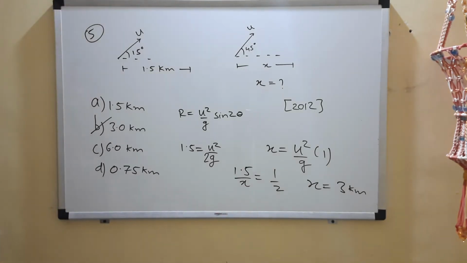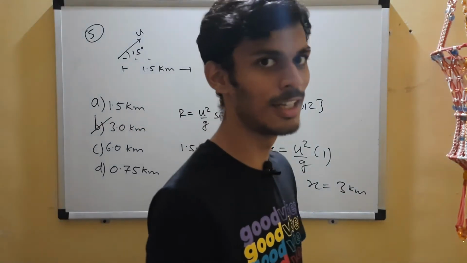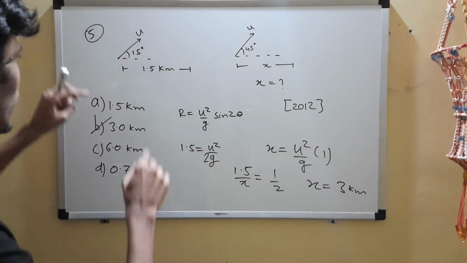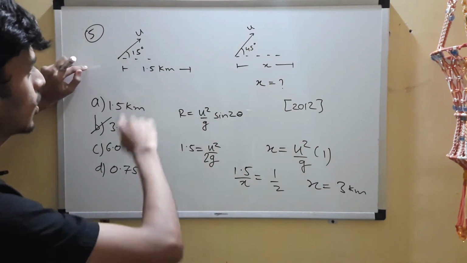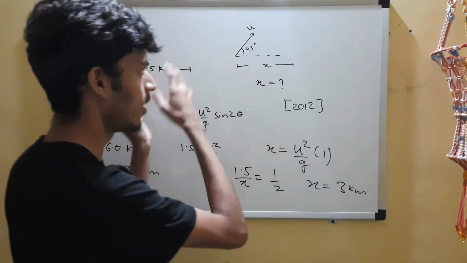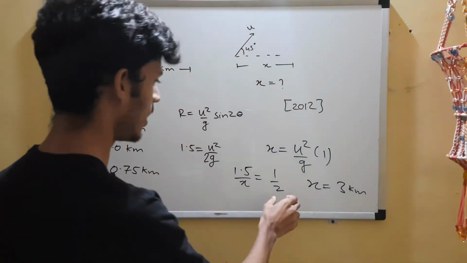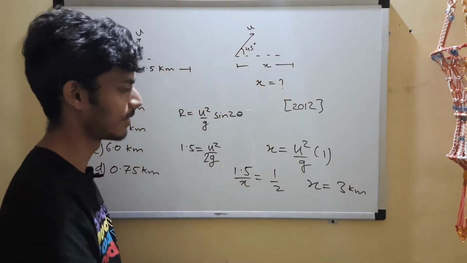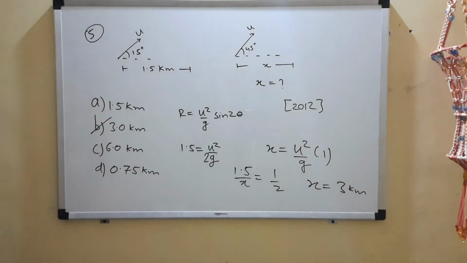So again, don't keep this misconception in your head that there is some direct relation between range and the angle. Here you can see that the angle is made thrice, 15 threes are 45. So don't think that the range will be thrice, like 1.5 into 3. No, there is no such direct relation. Here you can see that the range becomes twice. So there is no such direct relation. Don't create your own concepts. So let's move to the next question now.